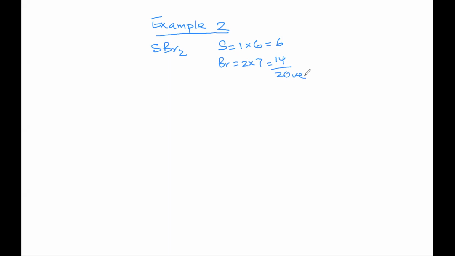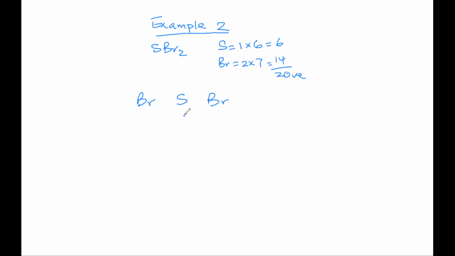Now, which one should be in the middle? Sulfur, if we check, has less electronegativity compared to bromine. So we have sulfur in the middle. You should take out your electronegativity periodic table. So we have bromine here. Okay. So sulfur is the central atom.